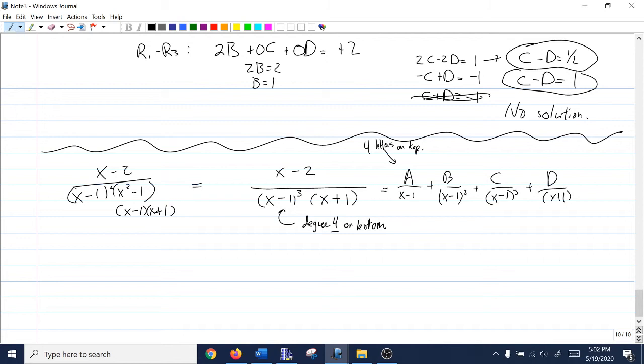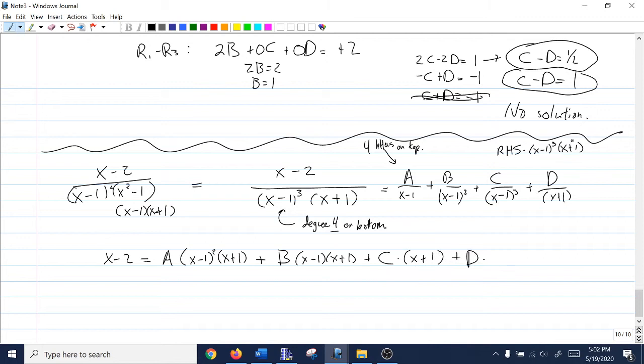Let's clear denominators. x minus 2 equals. I need to multiply both sides by x minus 1 cubed times x plus 1, and I want to do it without writing that over and over. What am I left with when I FOIL that out? I get a times x minus 1 squared times x plus 1. b times, this time 2 of them cancel, I'm left with x minus 1 times x plus 1. c times, this time 3 of them cancel, x plus 1. d times, this time the other thing cancels, x minus 1 cubed.